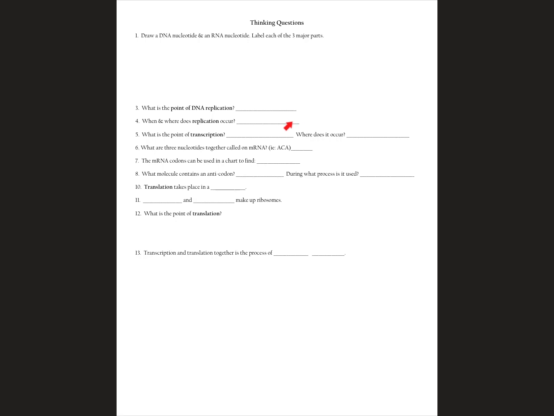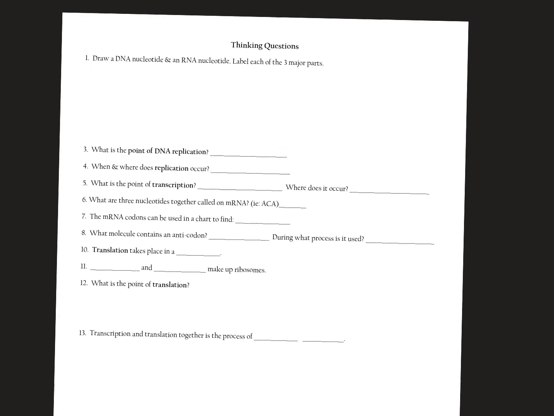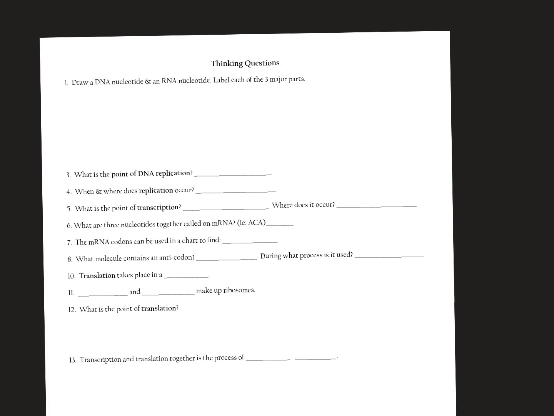Last set of questions here before we go back, if we have time. Draw a DNA nucleotide and an RNA nucleotide. Label each of the three major parts. This should be easy, but it's important that you're able to do it.